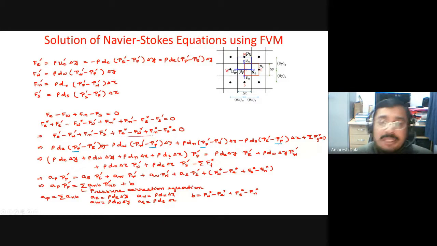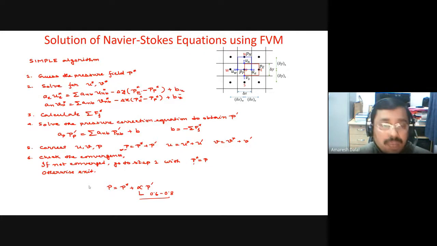So now you can see that invoking the continuity equation with the velocity correction, we have derived this pressure correction equation. Once you know the pressure correction, then you can know the velocity correction, and if you know the correction, then obviously with the provisional velocities you have got, if you correct them, then you will get the correct velocity field. So now let us see the SIMPLE algorithm. So we are guessing the pressure, okay.